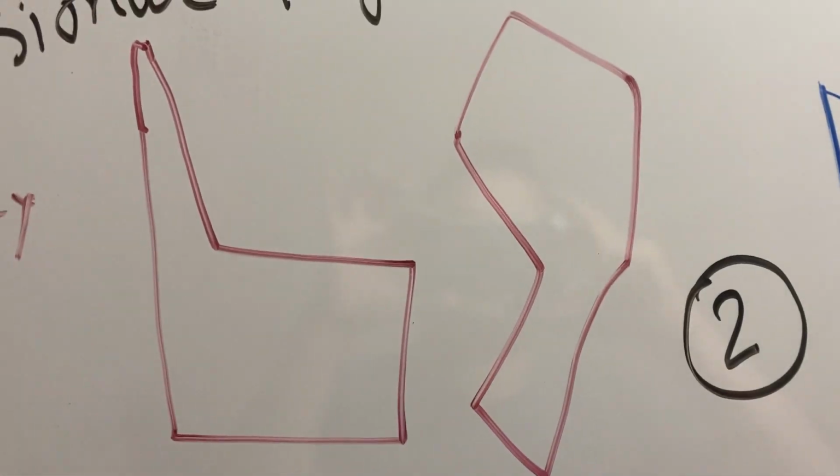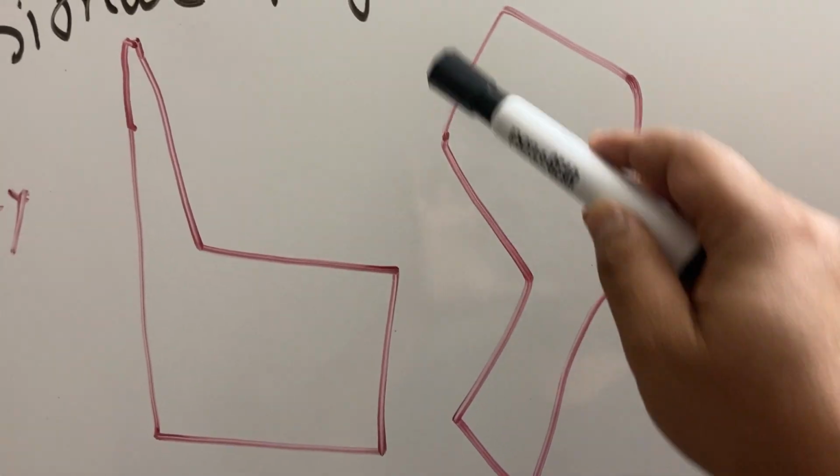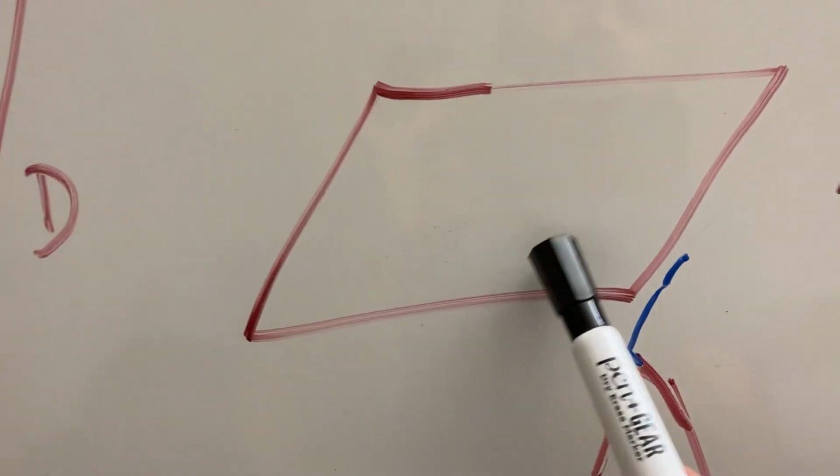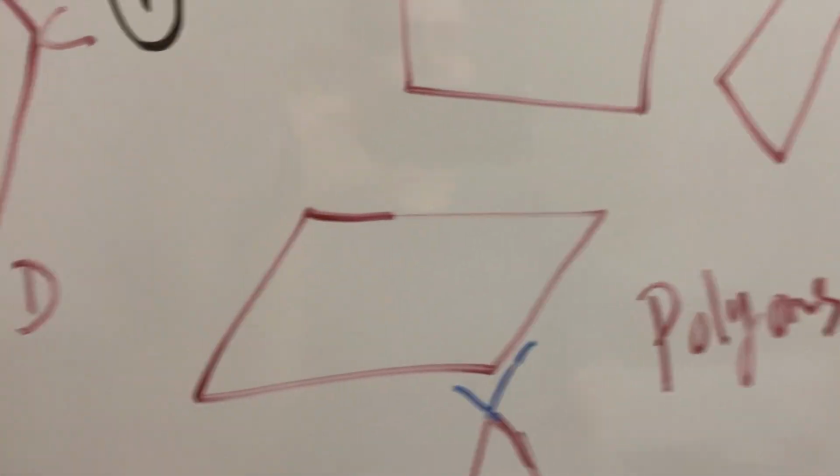Now this one looks a little odd, but that's also a polygon, because the start and the end are all connected. This one, a regular rhombus, I guess, is also an example of a polygon.